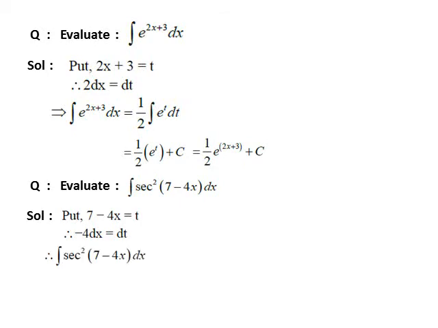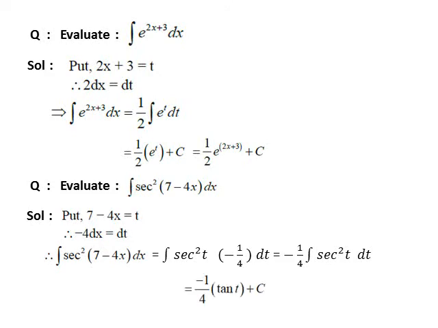Therefore, integral of secant square (7 minus 4x) with respect to x equals integral of secant square t multiplied by minus 1 by 4 with respect to t, which equals minus 1 by 4 integral of secant square t with respect to t. Now we know that integral of secant square t with respect to t is tangent t. So we get minus 1 by 4 tangent t plus constant c.